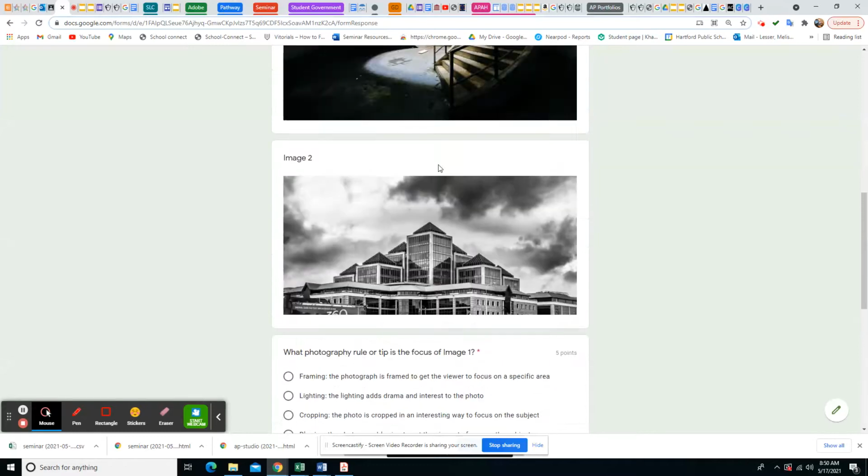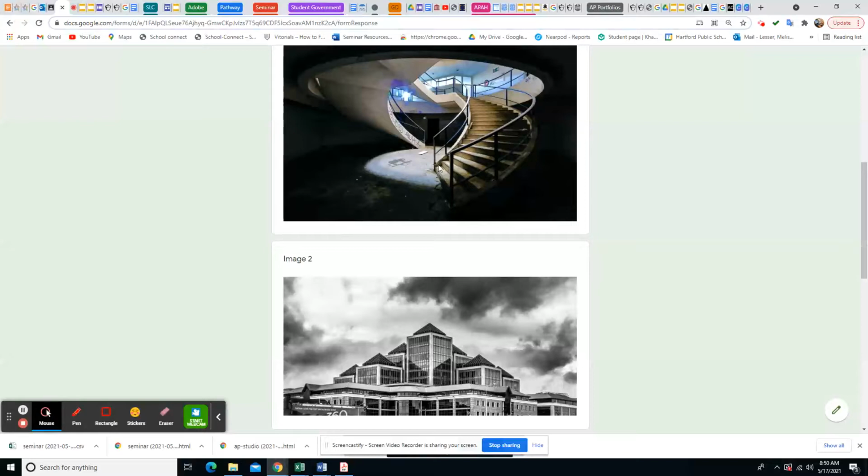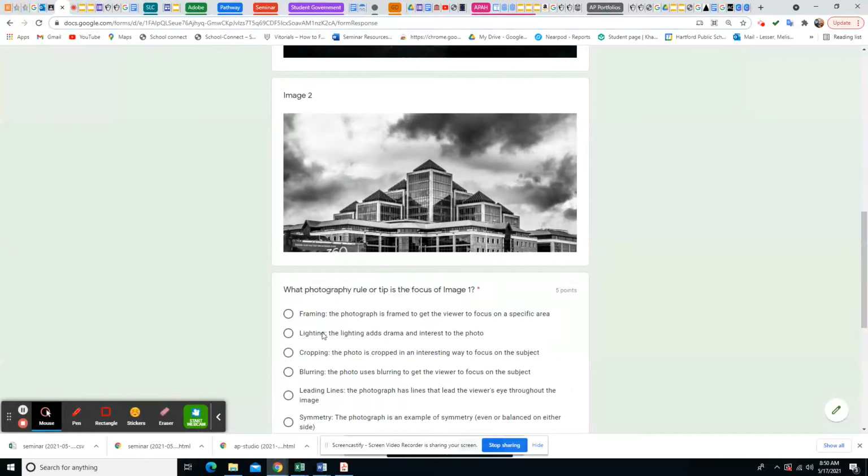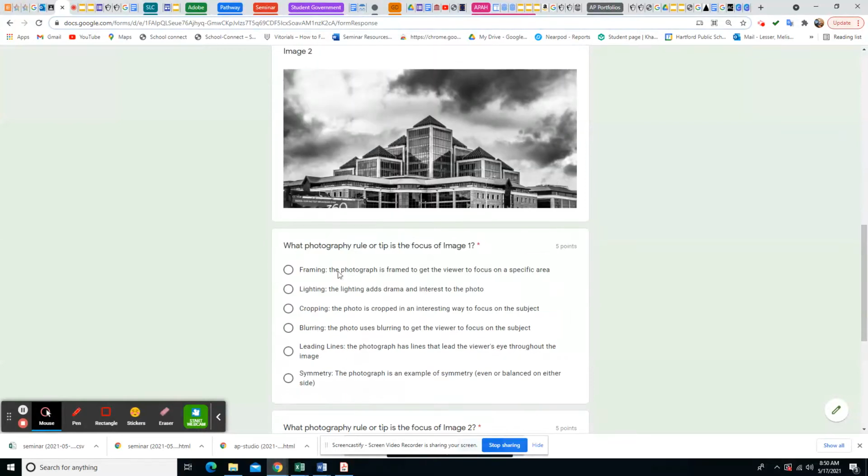All right, so looking at these two images closely, I want you to determine which one of these rules that we talked about you think is showing up? And just do your best guess on what you think. So is it framed, where we're focusing on a specific area? Is the lighting what stands out the most to you? Has it been cropped in an interesting way? Does it use any blurring? I know last week for macro photography, we had a lot of things with a blurred out background, so blurring was an easy one to choose.